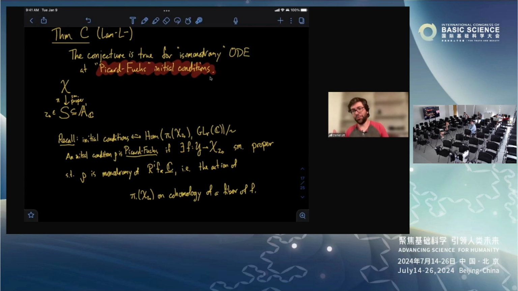Okay, so for example, for the Painlevé VI equation, there's some countable collection of initial conditions where we've proven the conjecture is true. I think you should think of this Picard-Fuchs initial condition as some analog of being a cycle class. It's like being a non-abelian cycle class.